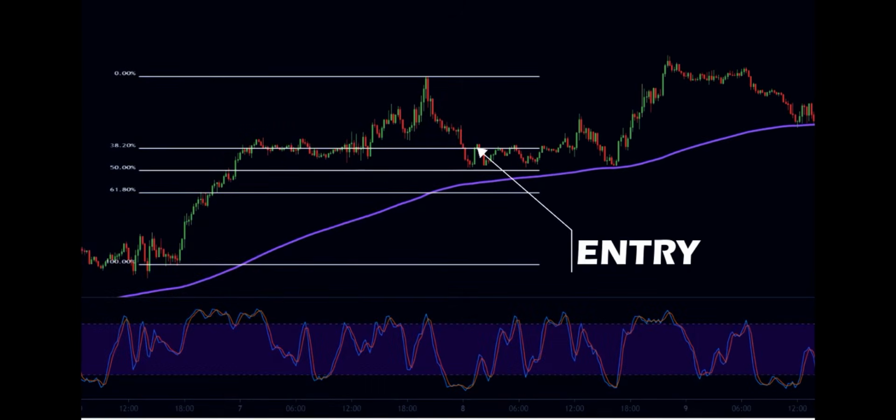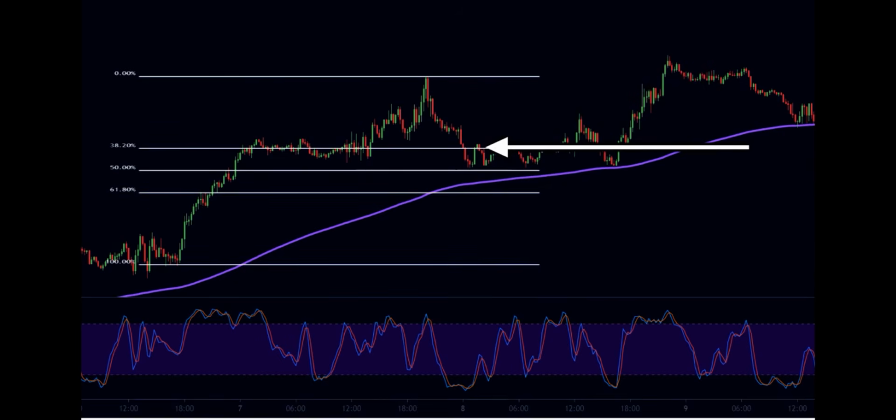Here is our entry. Here we see that the price finds support at the 50% retracement level, and we also see that the stochastic indicator has just closed above the 20 level. This indicates that the pullback is potentially over, and we can expect the prices to move upwards. So, we buy the pair here.